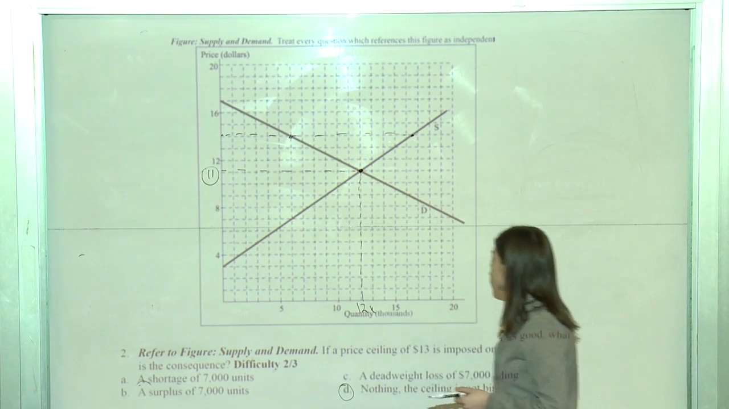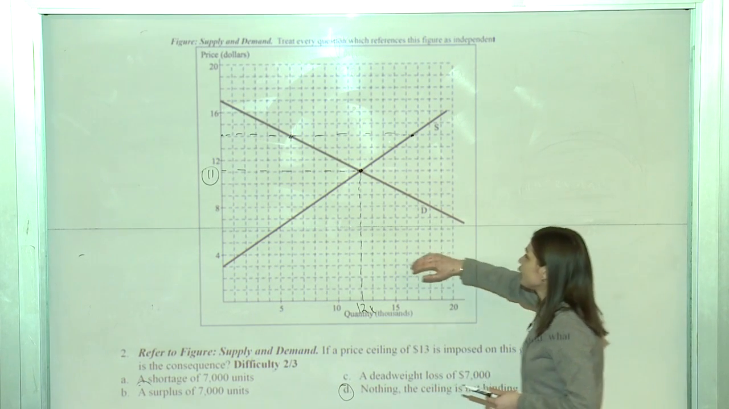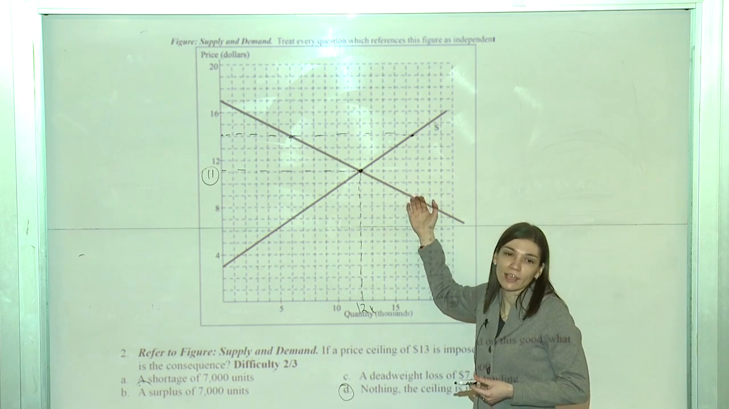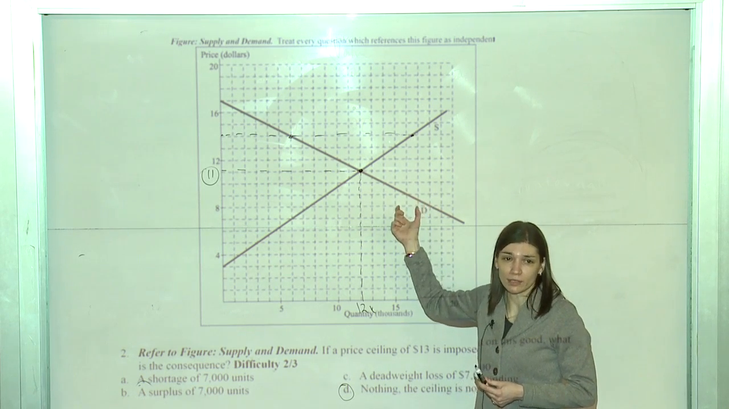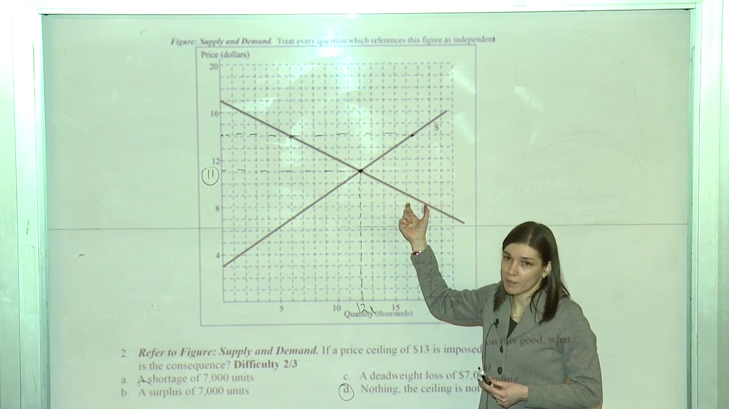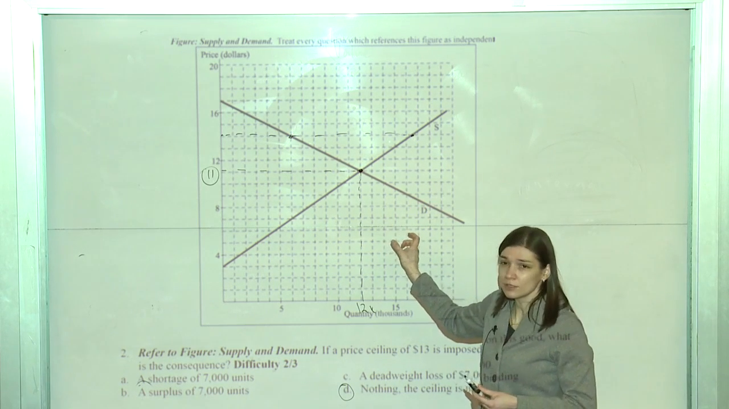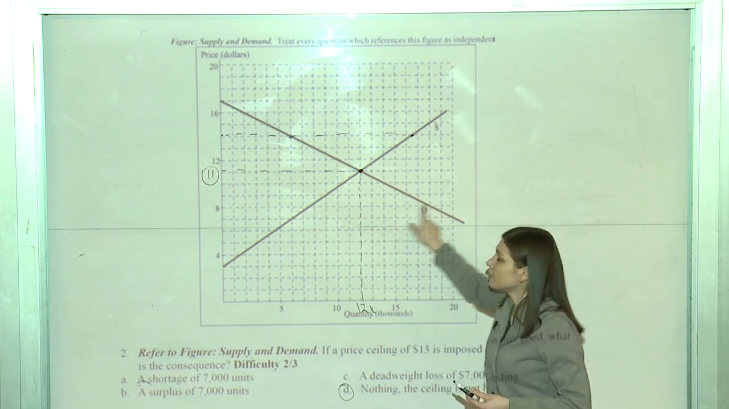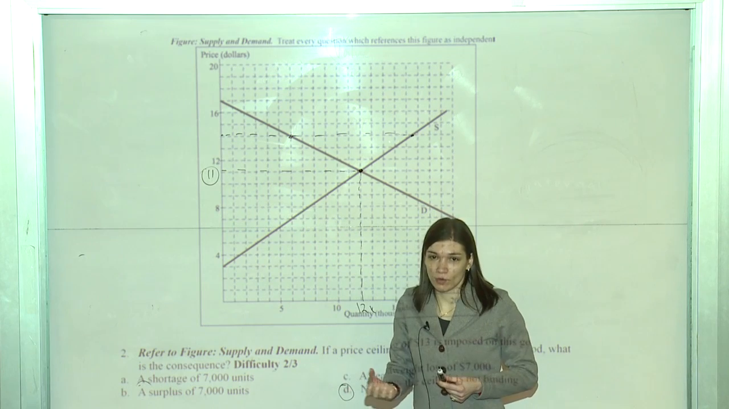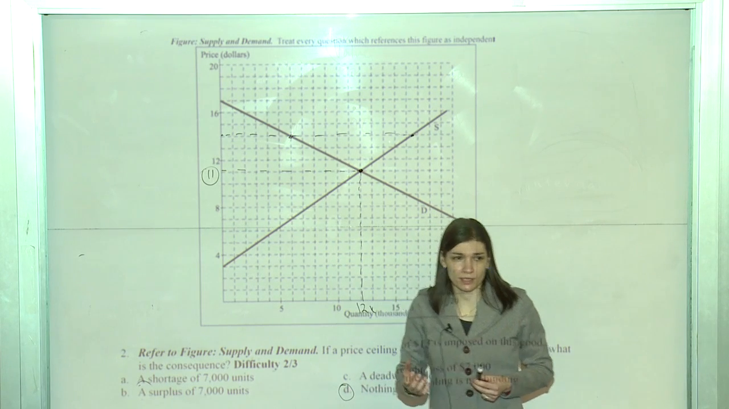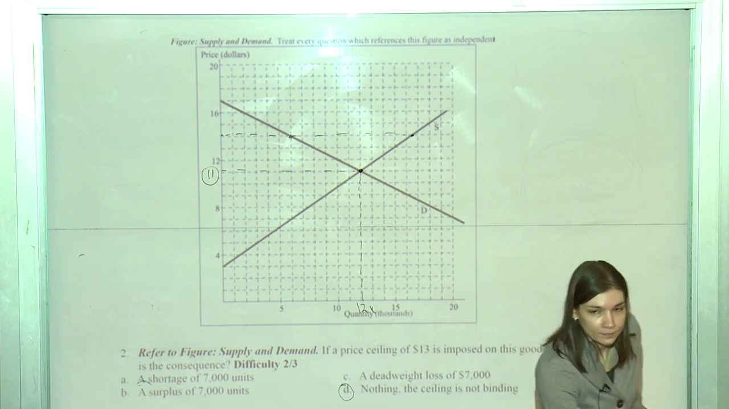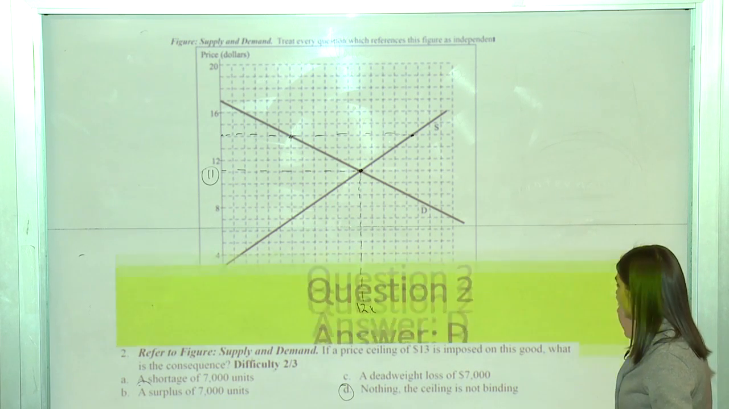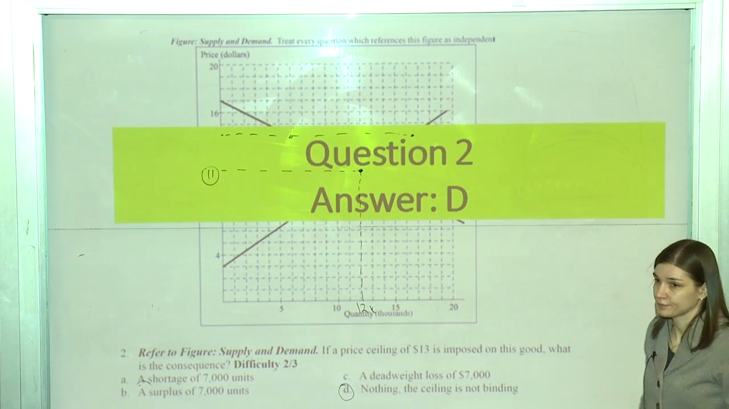Alternatively, let's say there was a price ceiling of 8. Now we cannot sell for more than 8. Is that binding or not binding? Binding. That will be binding. And then what's the consequence? A shortage, right? Because at 8, we would have more demand than supply. And then we'll have a shortage. Right? Does that make sense? Okay. So in this case, the ceiling was not binding, so the answer is D.